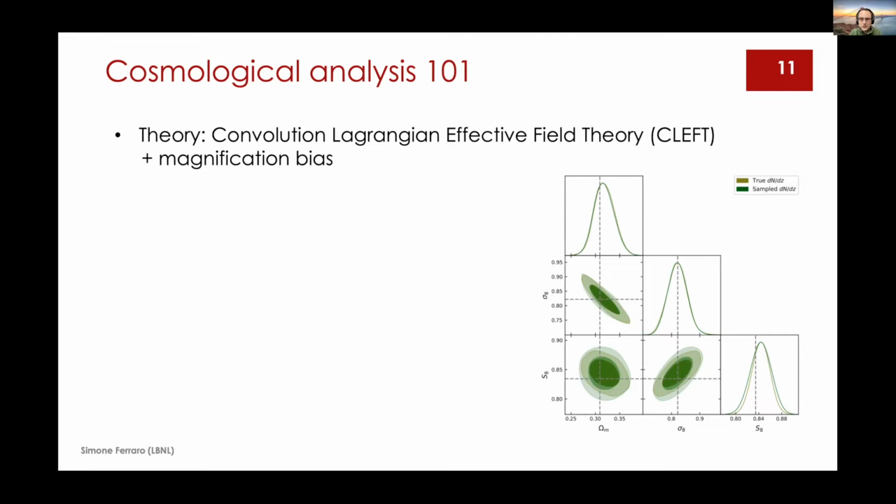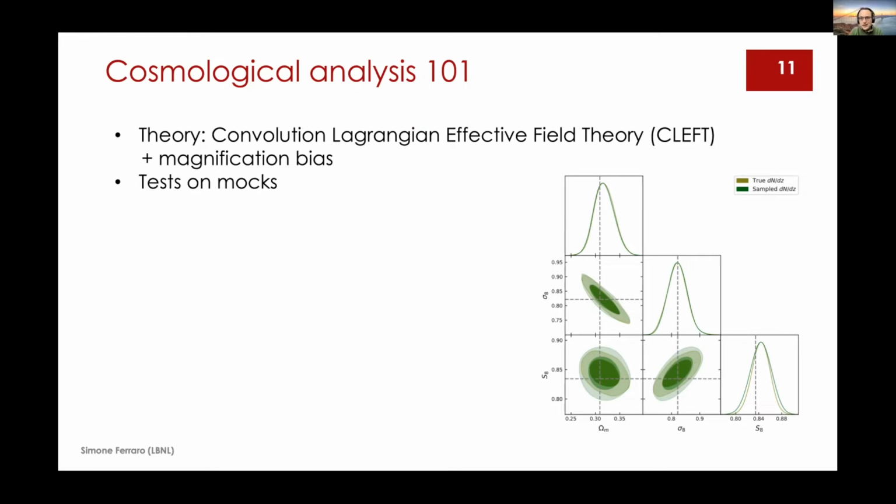Actually, it does change the results by more than 3 sigma, so it definitely needs to be included. It's one of the things we spent a lot of time on; fully characterizing the magnification bias is non-trivial. Happy to talk about that later.